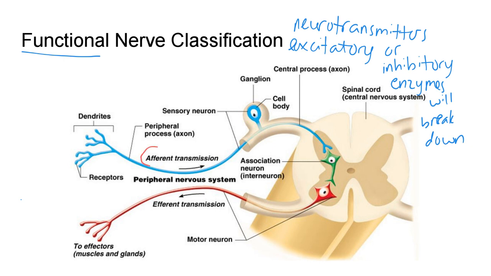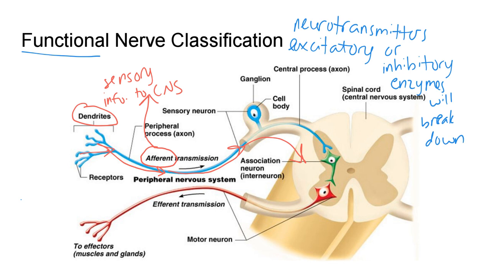So we have what are called afferent nerves. Afferent nerves are also sometimes called sensory nerves. They're taking information to the central nervous system. So they're receiving information down at the ends, at these dendrites. The message is going to travel down the axon back to the central nervous system.